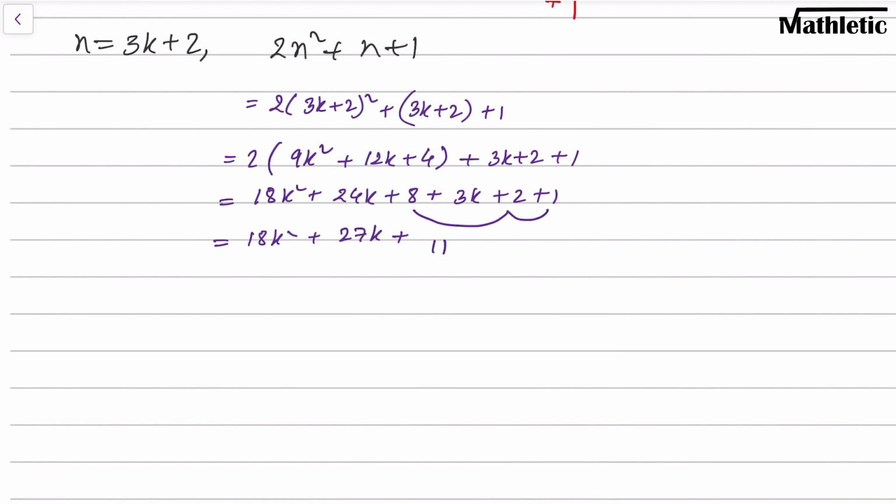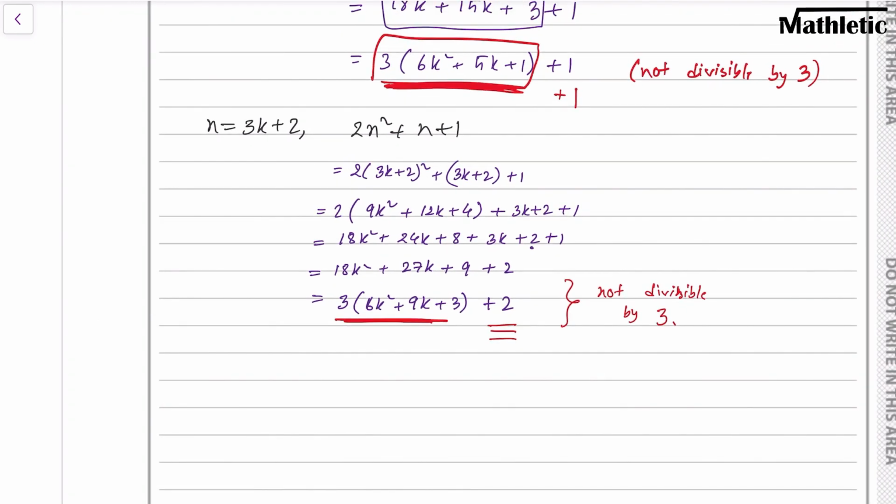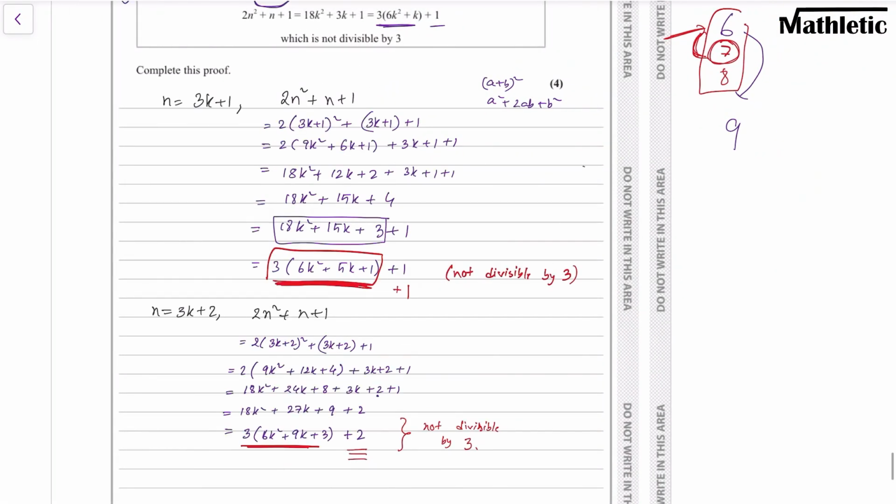So 11 is not divisible by 3, but then again you can take 8 plus 1 as 9, and then you just keep plus 2 separately, so that you can pick these three terms. You can factorize 3(6k² + 9k + 3), then plus 2. So this is a multiple of 3, and since we have a plus 2 with it, this term is not divisible by 3. That's it. This is the solution of number 10.